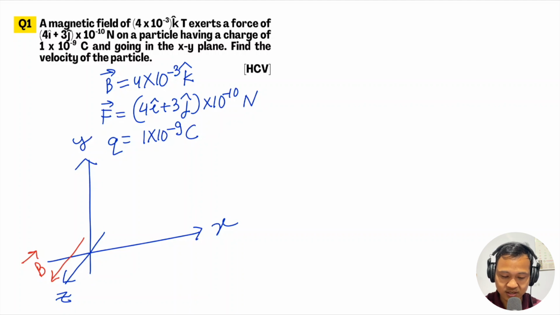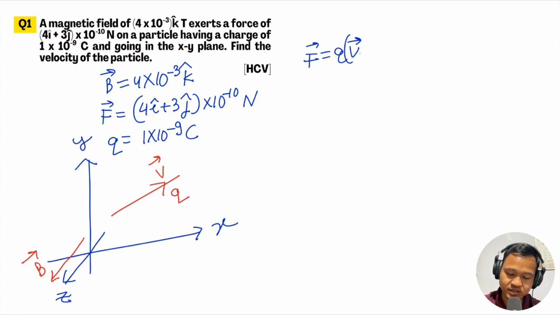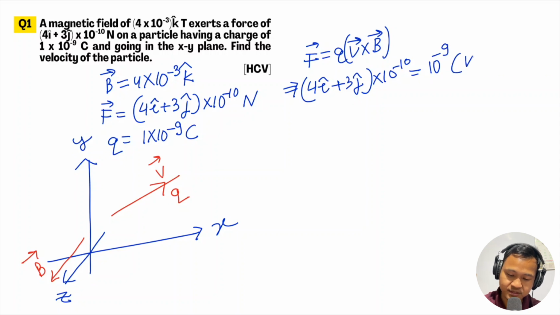The charge is in the xy plane, so let's say the charge is moving something like this, with charge Q and velocity V. The formula is force equals Q into V cross B. So (4i plus 3j) into 10 power minus 10 should be equal to Q, 10 power minus 9, into V cross B, which is 4 into 10 power minus 3 k.